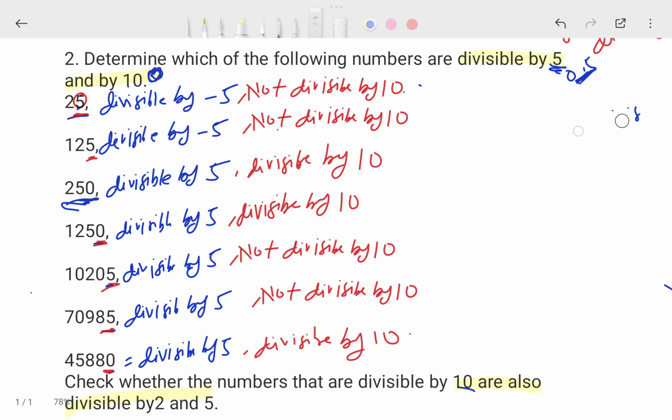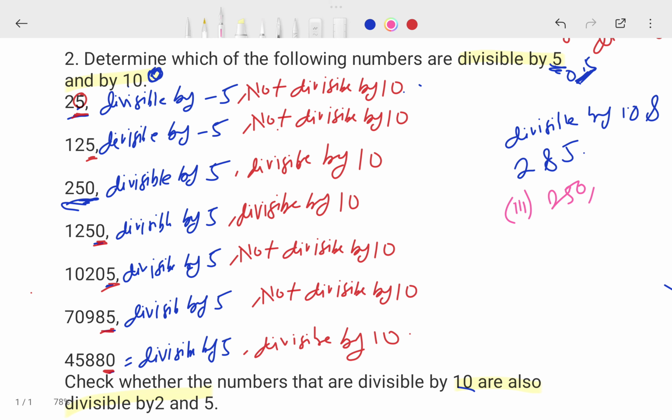I will write here: divisible by 10, 2 and 5. So which number is divisible here? This is 250, the third number. I just write like this, 250. 250 is divisible by 5 also, 10 also and 2 also. Why? Because the end number is 0, that's why it's also divisible.